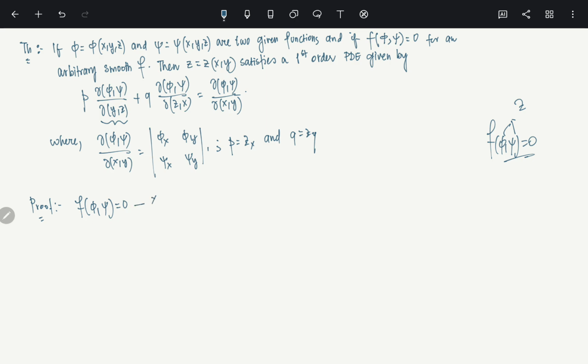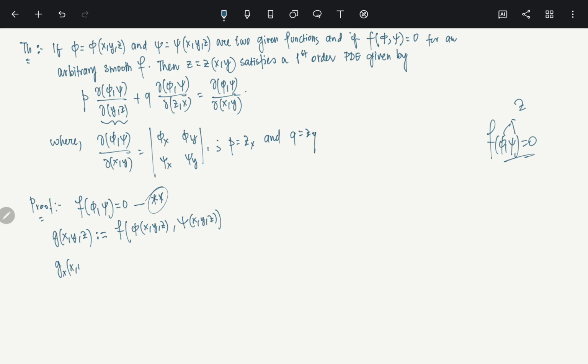Let's just call it double star. This is a given relation. I want to differentiate this with respect to x and y. So how do I do it? First of all, you define g of x, y, z as f of phi, which is a function of x, y, z, and psi, which is a function of x, y, z. So basically this double star says g equals 0. That's what is given. Now if this is given to us, what is g of x?